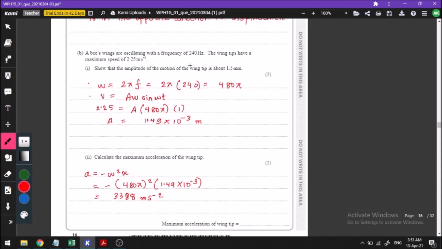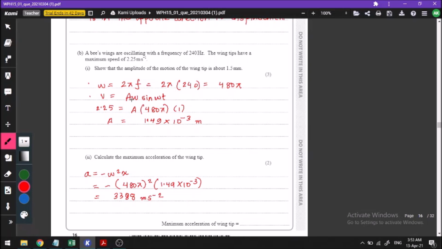A bee's wings are oscillating at this frequency. The wingtips have a maximum speed of this much, so that the amplitude of the motion of the wing is about 1.5 millimeters. First of all, you have to use the formula omega equals 2 pi f. The omega means the angular velocity, and f means the frequency, and using that we have to find the angular velocity, which will be in rad per second. Next, we have to use the formula for velocity, v equals a omega sine omega t.